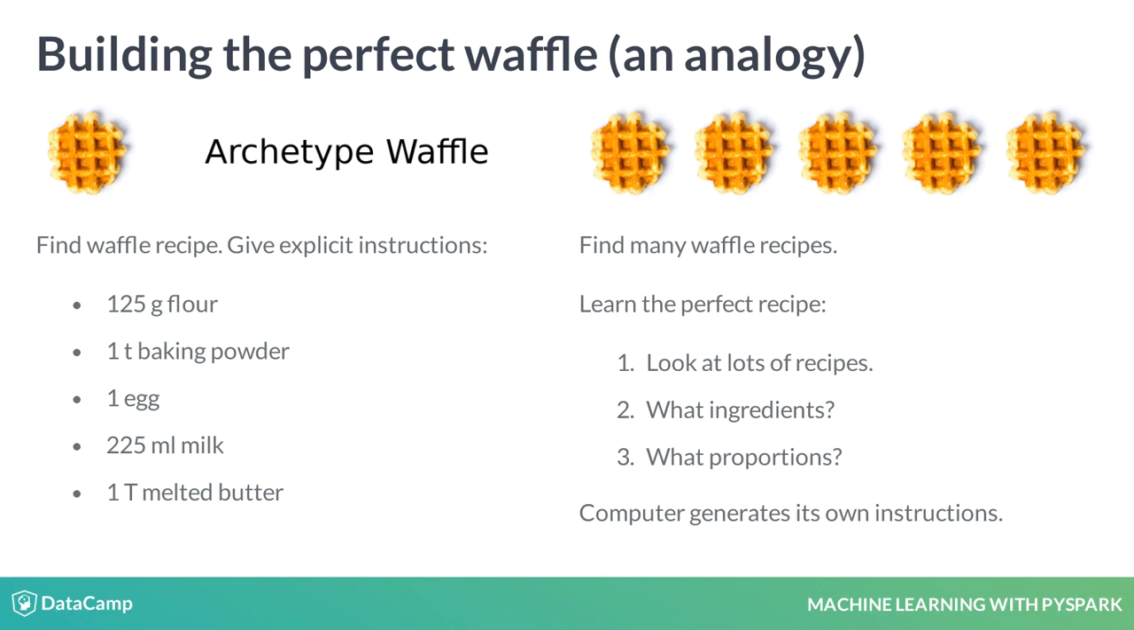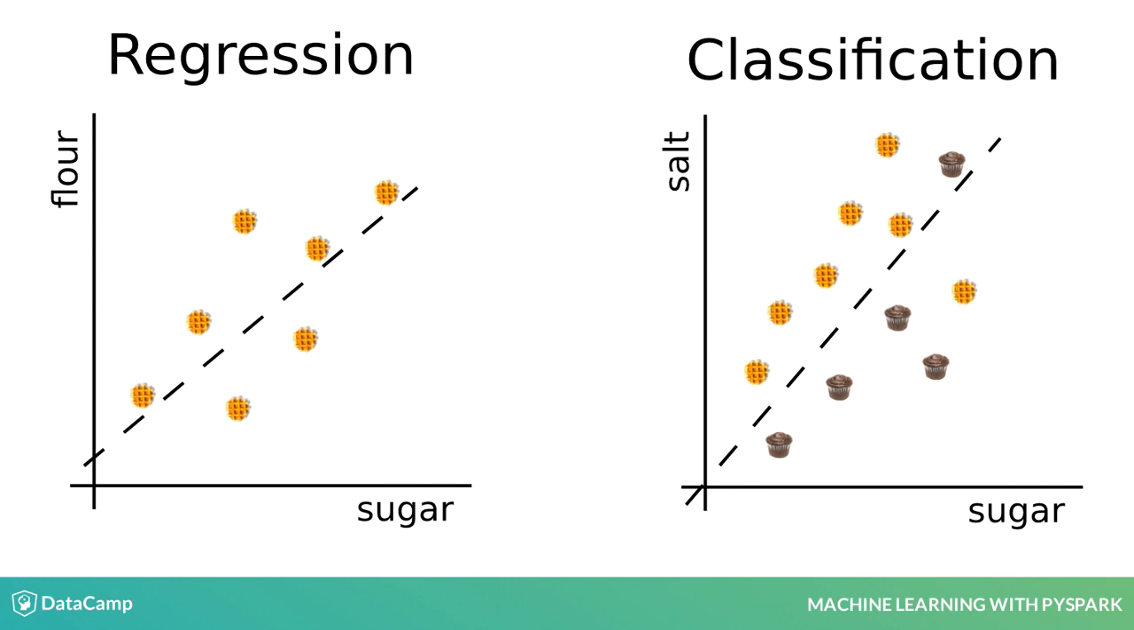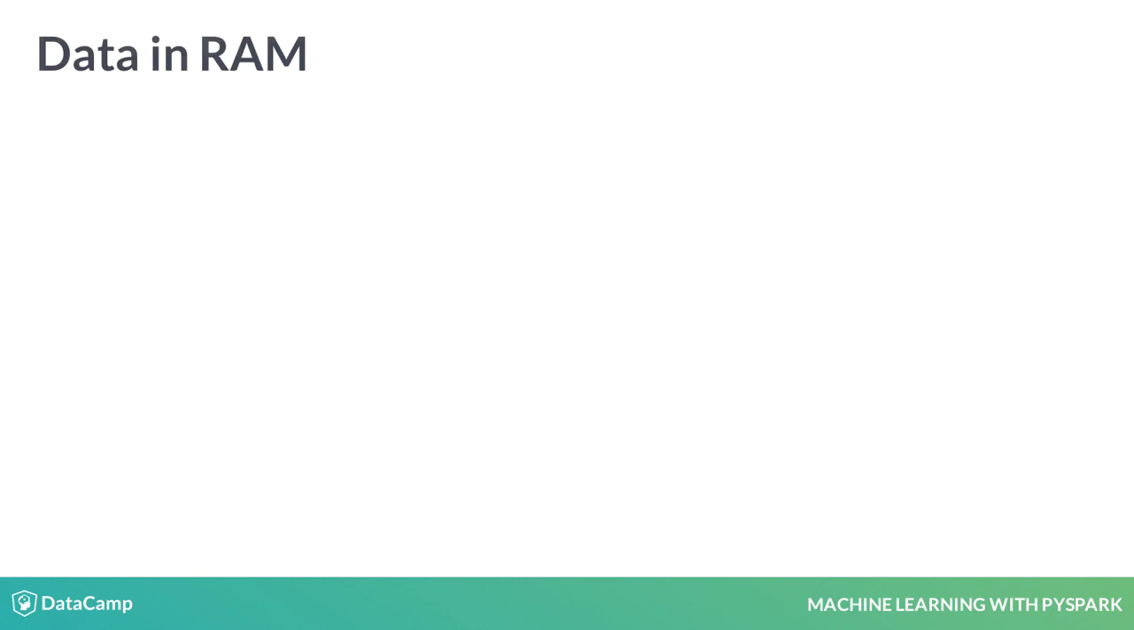Machine learning problems are generally less esoteric than finding the perfect waffle recipe. The most common problems apply either regression or classification. A regression model learns to predict a number. For example, when making waffles, how much flour should be used for a particular amount of sugar. A classification model, on the other hand, predicts a discrete or categorical value. For example, is a recipe calling for a particular amount of sugar and salt more likely to be for waffles or cupcakes? The performance of a machine learning model depends on data.